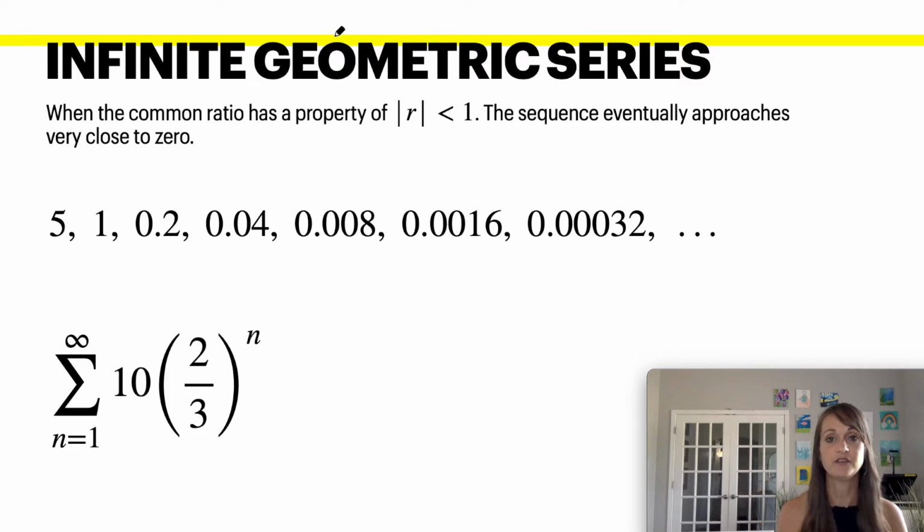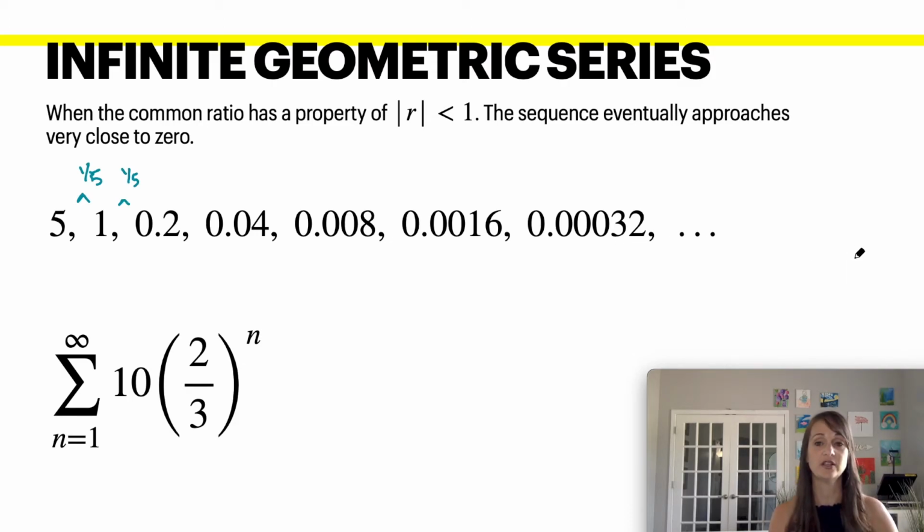Because it could be negative, but the fact that it has to be less than 1, the sequence actually eventually will approach 0. It doesn't ever hit 0, but it approaches very, very close to 0. So for example, if this geometric sequence is multiplied by 1/5 every time, 5 times 1/5 is 1, 1 times 1/5 is 0.2, 0.04, 0.008. If you notice, this number is getting tiny. Very, very small.